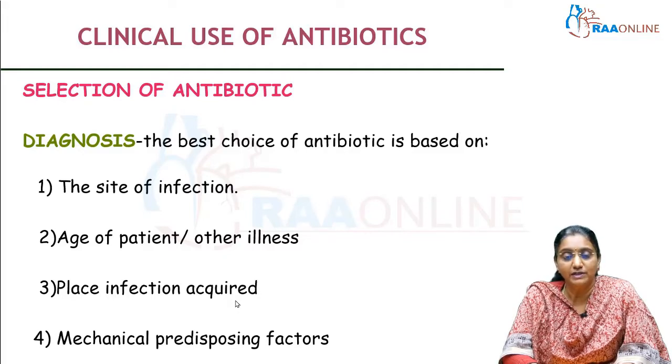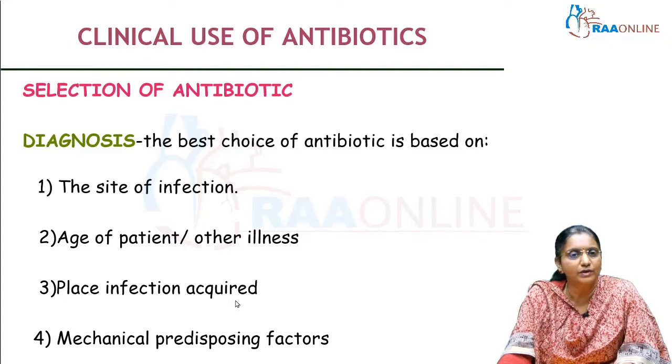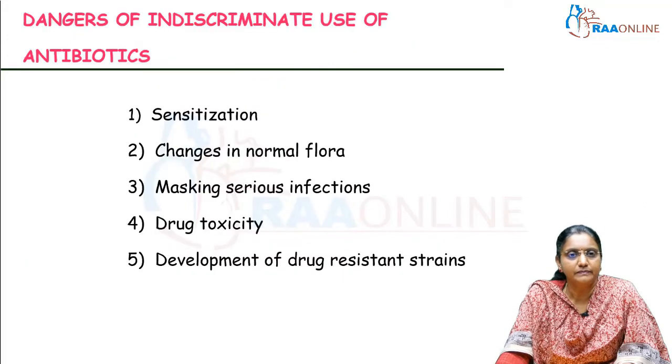Then the place from which the infection is acquired, whether it is from the community or from the hospital. Why this is important is that in hospital acquired infections, usually very drug resistant pathogens will be involved. They are known as multi-drug resistant organisms or MDRO. So when we come to hospital acquired infections, we have to use higher antibiotics. And then certain other mechanical predisposing factors, like when the person is having a catheter in place or an IV cannula, also play an important role in selecting the antibiotic.